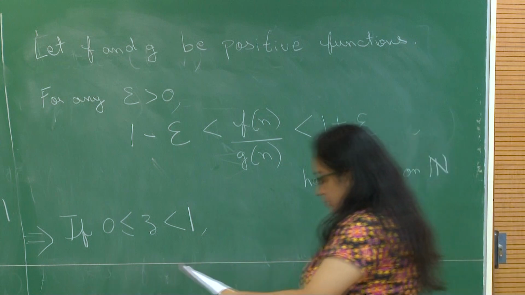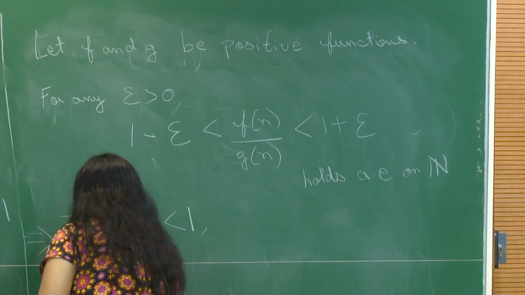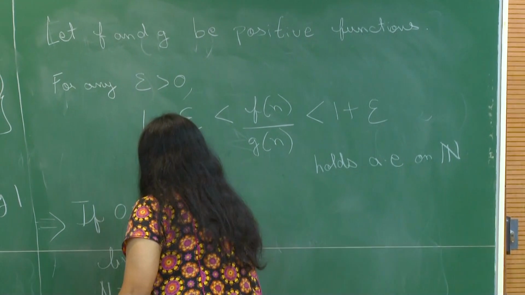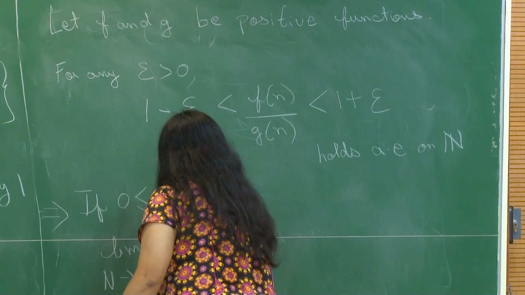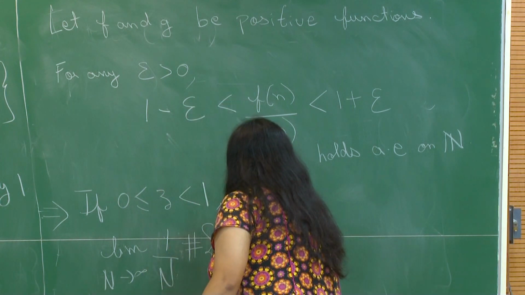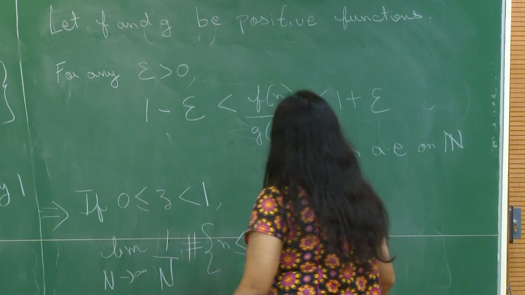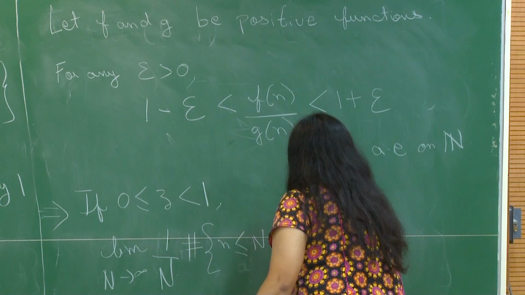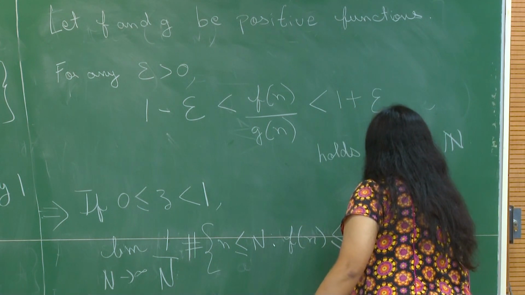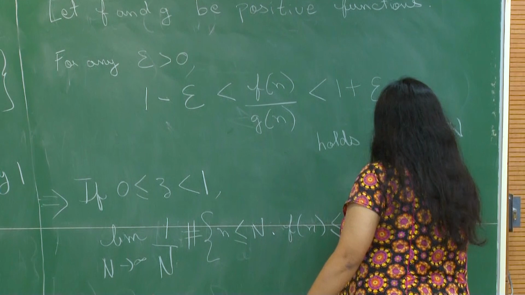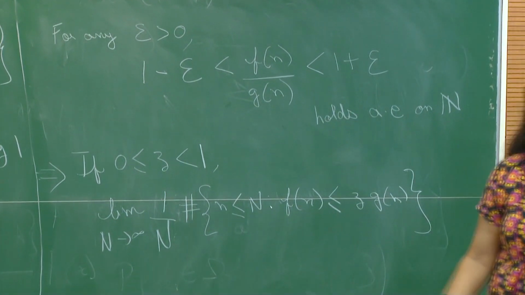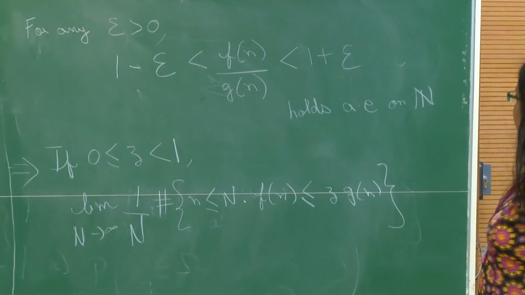What is this following limit? The limit as n goes to infinity of 1 over n times the number of n up to capital N for which f of n is less than or equal to z, times g of n. What is this? What do you think this limit should be if z is strictly less than 1?